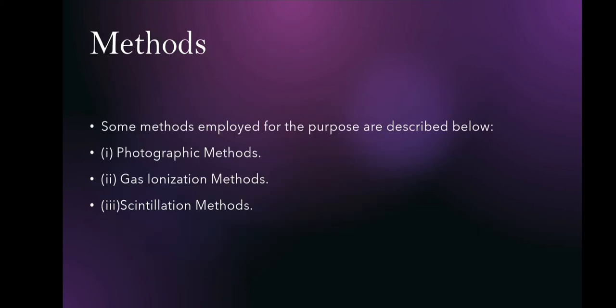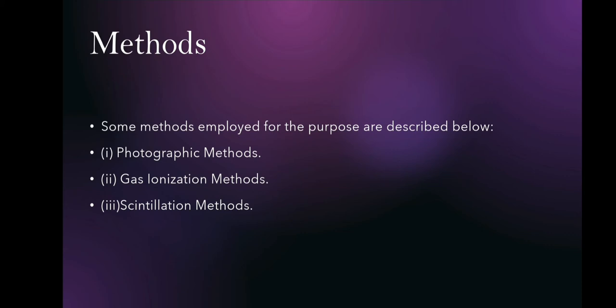There are three different methods for the measurement of the radioactivity: the photographic method, the gas ionization method, and the scintillation method. The focus of today's video is the photographic method, and the next two methods will be explained in the upcoming videos.